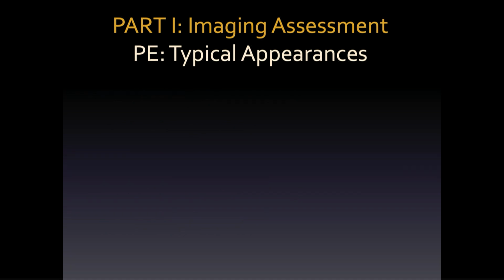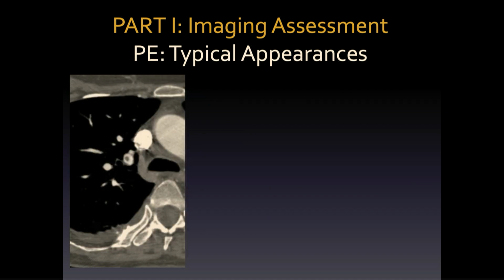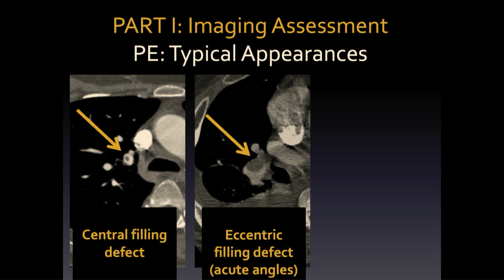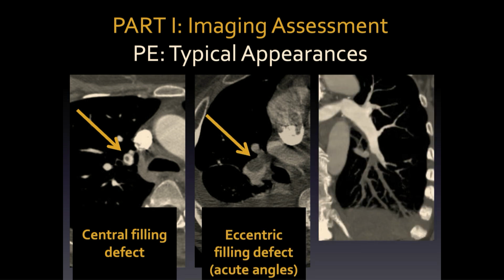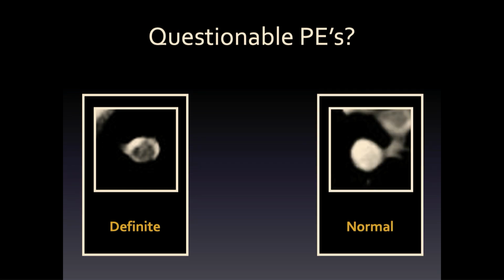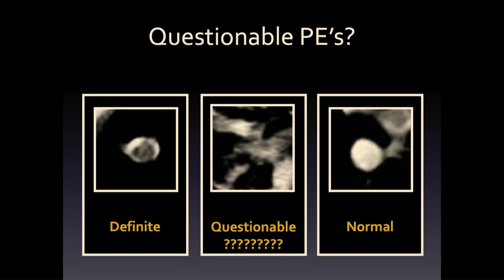And I think the main point here is, we don't need a lecture for the basic classic PEs, right? A central filling defect. Once it gets larger, once it's branching out, we don't need a lecture for this. I think we all got it, right? The obvious ones are easy. A perfect normal study is easy. The reason to make a lecture are cases like this, right?